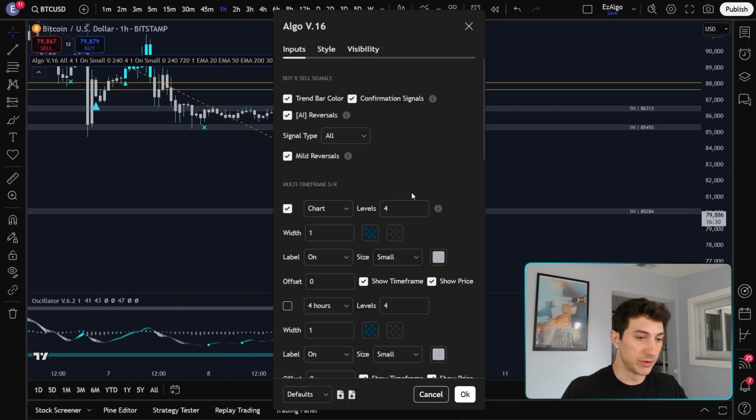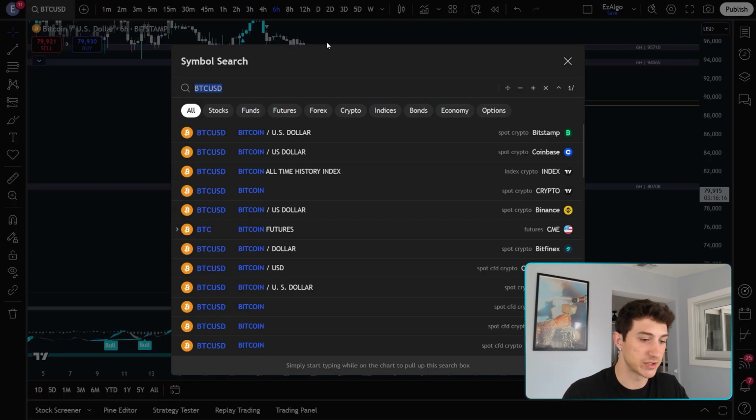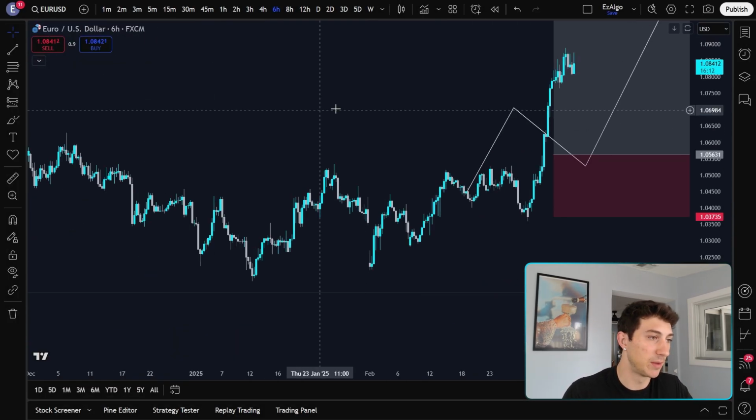Now let's cover the multi-time frame support and resistance. This is probably my favorite function of the indicator now that I think about it. For those of you guys that don't know, key levels are a major part of my trading strategy. And just to show you that this indicator works across literally any asset, I'll just pull up like Euro USD.